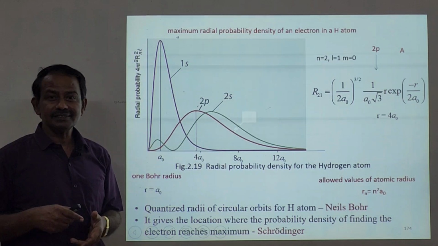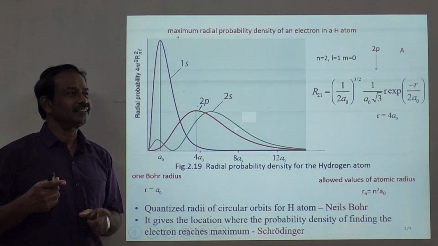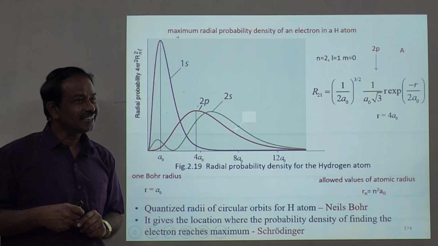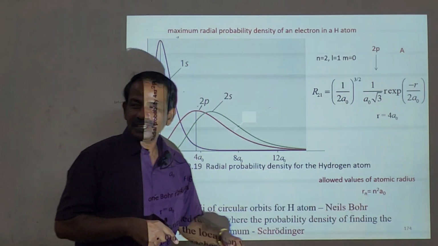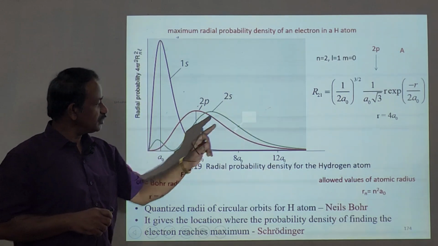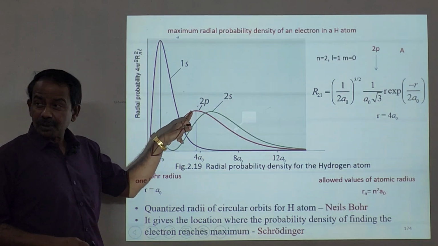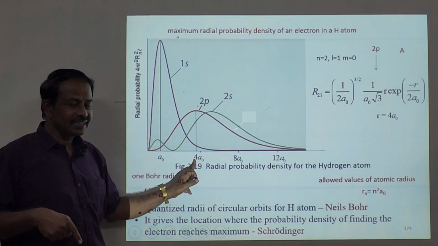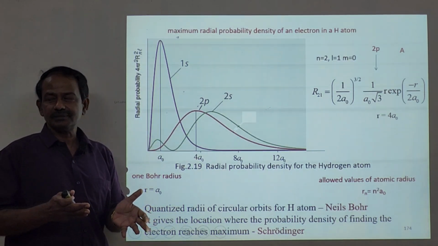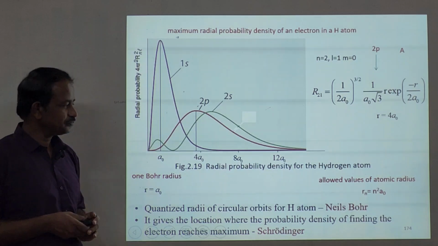For the next one, it will be r equals 9a naught: 3 squared. 1 squared, 2 squared, 3 squared, 4 squared, 5 squared, correct? 9a naught. So your Rn will be n squared a naught. Okay, is it okay? So now r equals 4a naught. This is your 2p state, correct? The highest probability lies exactly at 4a naught. So 90%, 95% of the time the electrons will lie at this state only, at 4a naught.